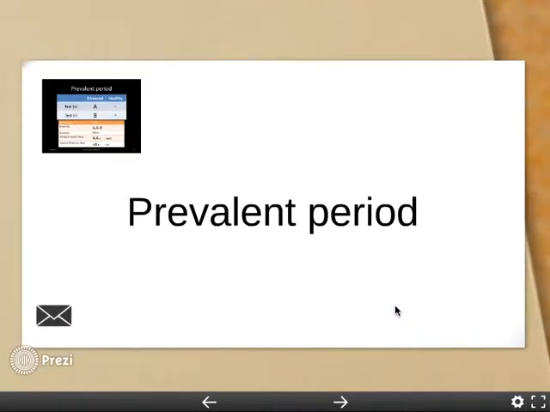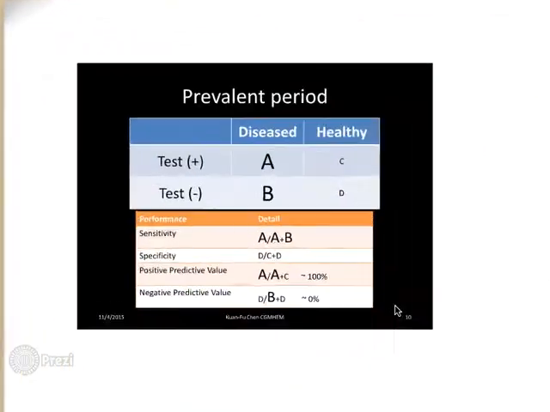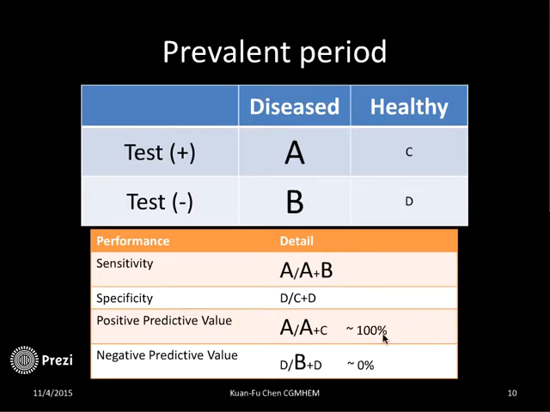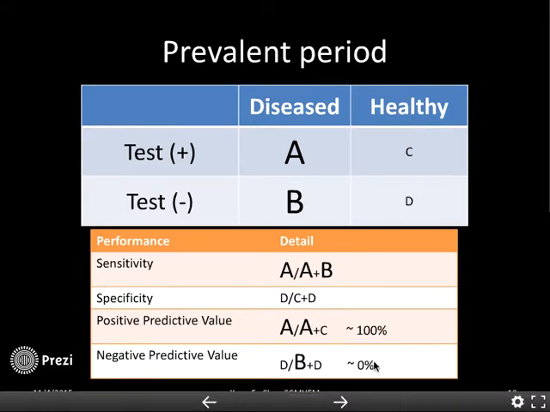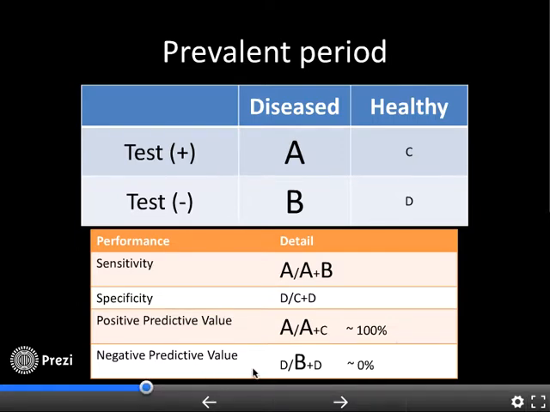On the other hand, during the prevalent period, you will have a good positive predictive value, but a bad negative predictive value. Let's review our patient again. The gentleman just visited your ED during the prevalent period, and you happen to use the negative result to try to rule out the patient, and it's going to cause a disaster.